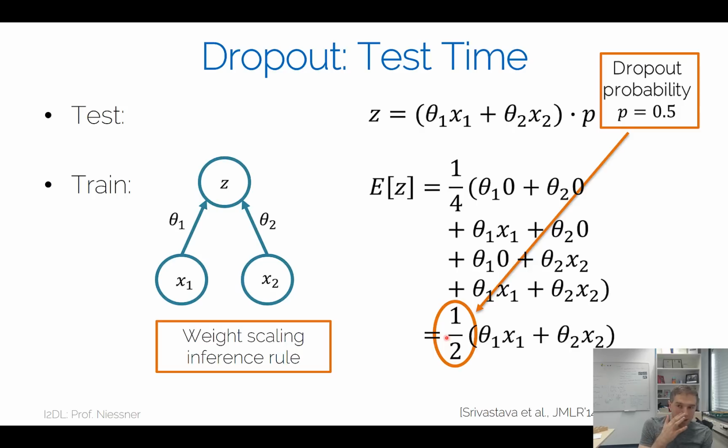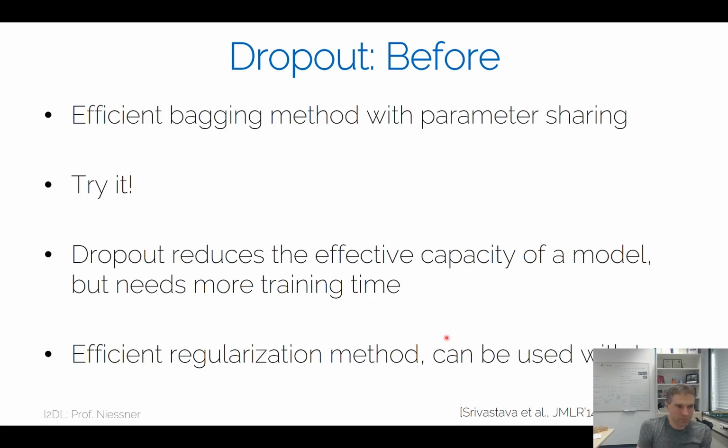So when I do it at training, and now I use all the neurons, I need to just downscale my activations by 1/2, respectively, in order to compensate for that distribution change. Okay. All right. So yeah, I think that's basically Dropout.